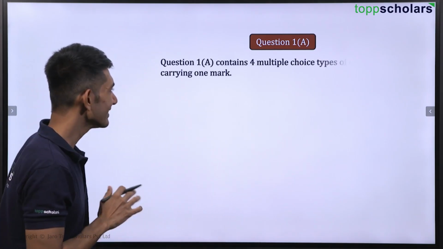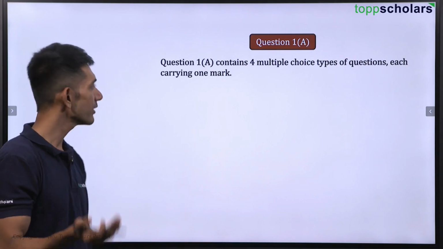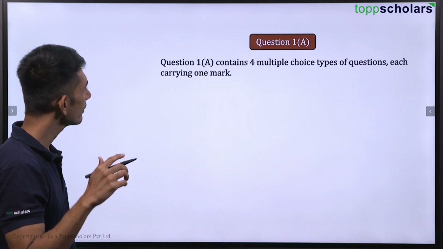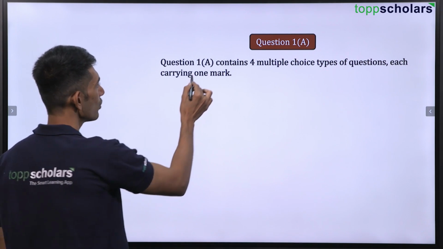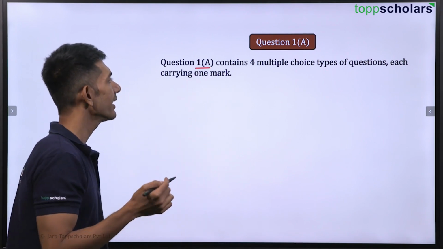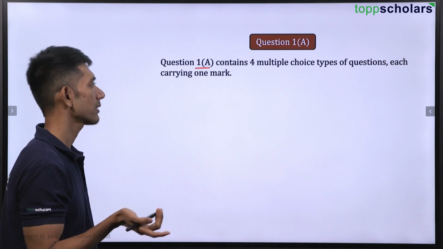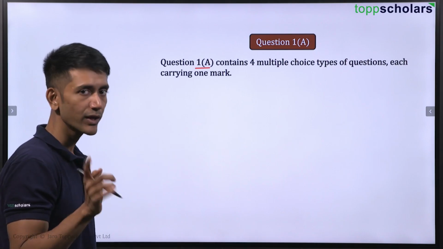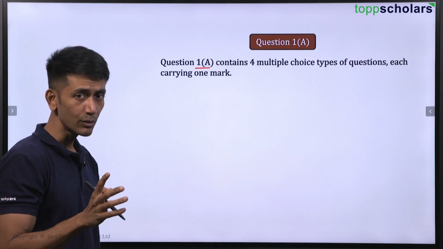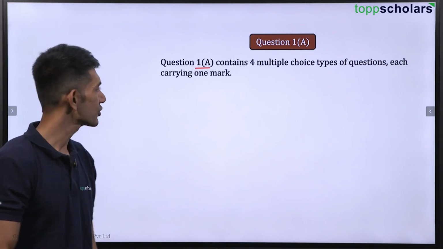So first question, these questions are going to be simple. They are MCQs, basically for 1 mark. So question 1A, it begins with that. It contains 4 multiple choice type questions, each carrying 1 mark. So we are going to have 4 questions now of 1 mark each.